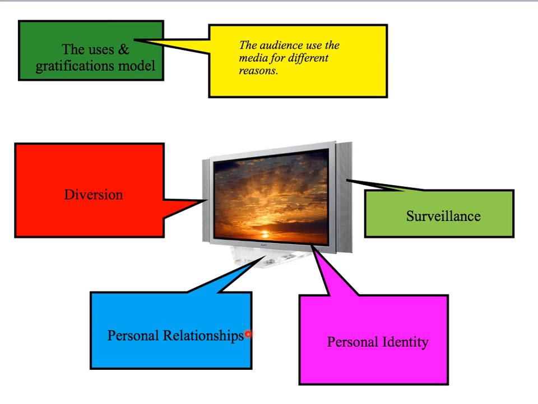Secondly, we've got personal relationships. So people will form attachments to TV characters or personalities. Thirdly, we've got personal identity. So this is where people will use the media to compare their lives with the characters and situations on TV to explore their own personal problems and issues. And then fourthly, we've got surveillance, which is where the media is used as a way of gathering information about what's going on in the world.